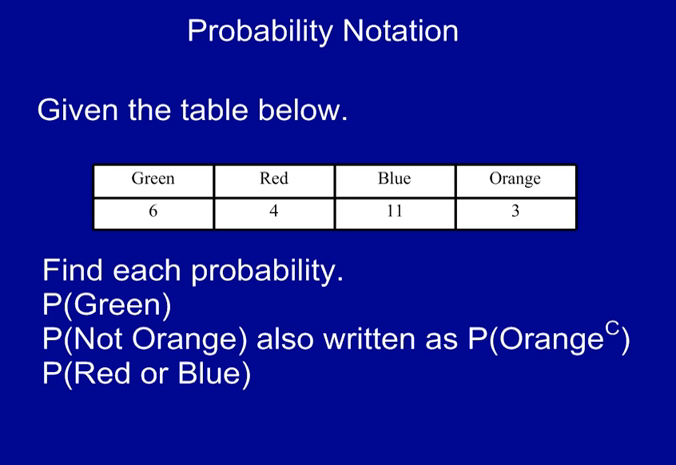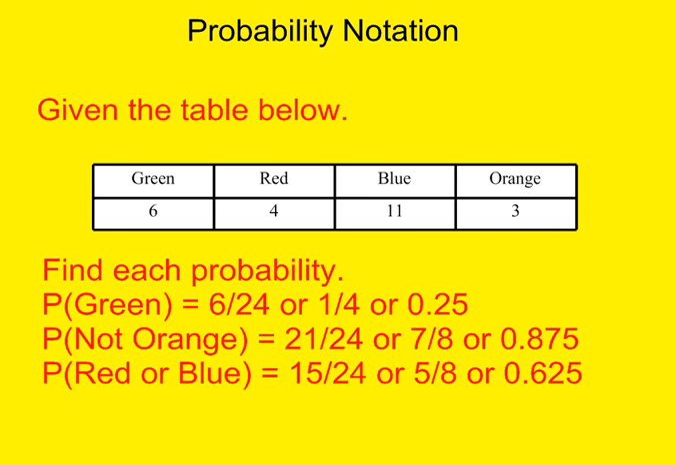Okay, welcome back. So the first thing you needed to do with this table was find out how many objects are there total. So you would add them all up and find out there are 24 items. And then the probability of green would be 6 out of 24. We could list that as 1/4 or 0.25. All three of those would be fair.